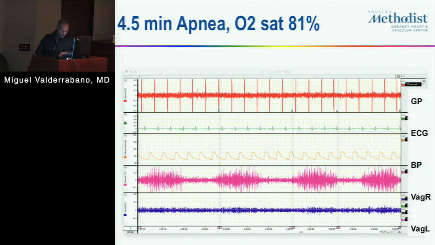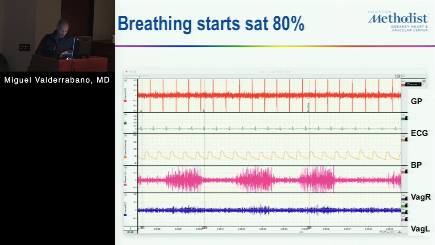But we keep going. We get up to 81% saturation, and at 80 by protocol, so that the veterinarians would not kill us, we start breathing again. So at 80 this is when we start breathing, and we get one more release of vagus, and then go back to normal. So okay, we thought, okay, good, that's cute. The first thing we noticed was some GP firings, and then the vagal firings followed. But then we looked a little bit more at the data.